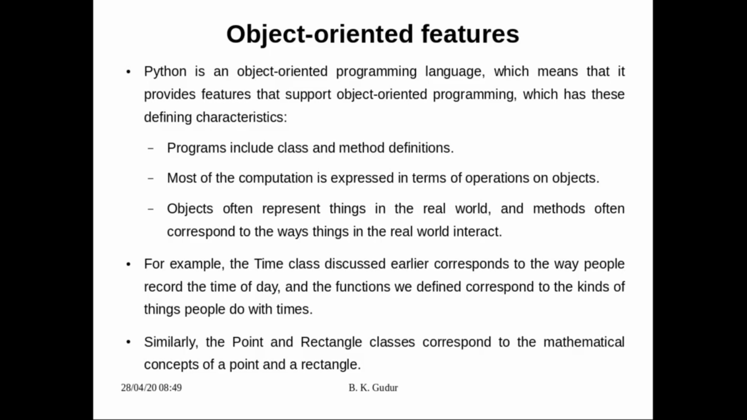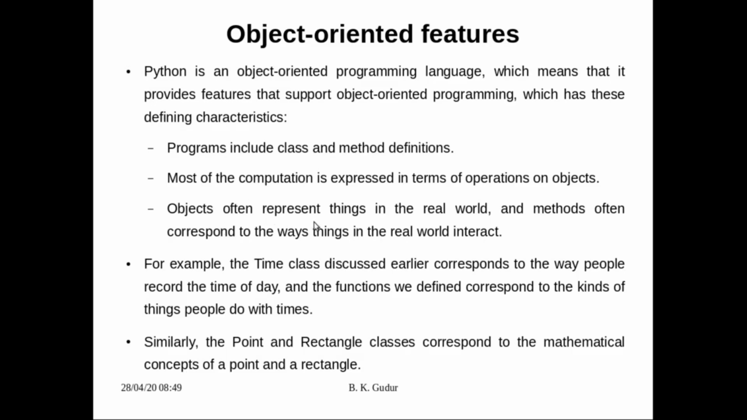By this time we already know what classes are and what objects are. So basically an object-oriented program includes class and method definitions. Most of the computation is expressed in terms of operations on objects. This is very important: whatever computation we do will be expressed as some operations on one or other objects. Whereas in a procedure-oriented language, the function is the active part.